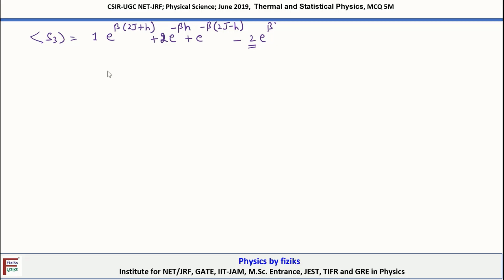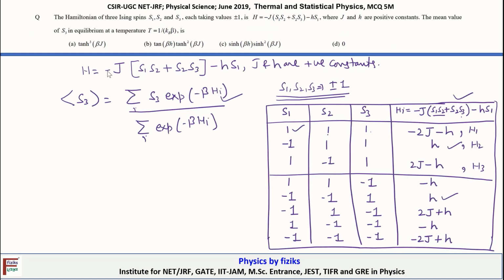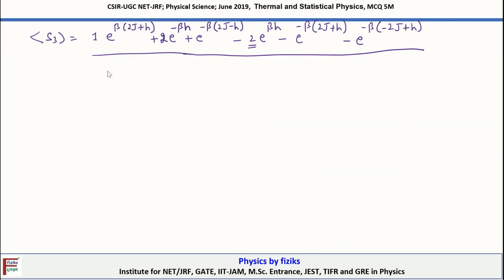And then the next term minus 2, again a degeneracy of 2 here, for energy equal to minus H, exponential beta H, minus exponential minus beta into 2J plus H, minus exponential minus beta minus 2J plus H, divided by, so in the denominator we will have only the partition function basically. If you just take a look at this here, this is the partition function basically. So all these terms will appear in the denominator.